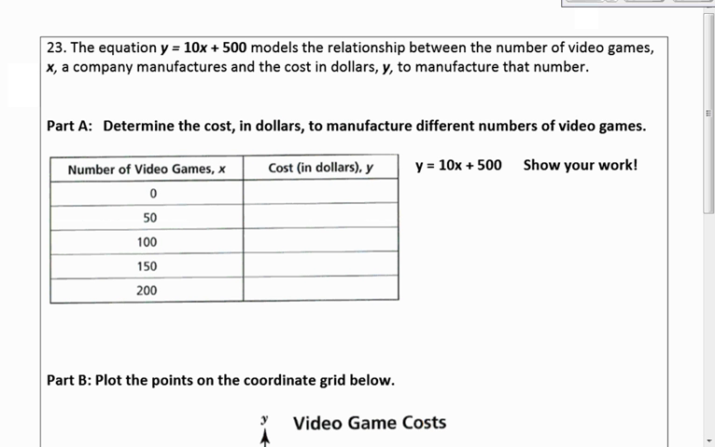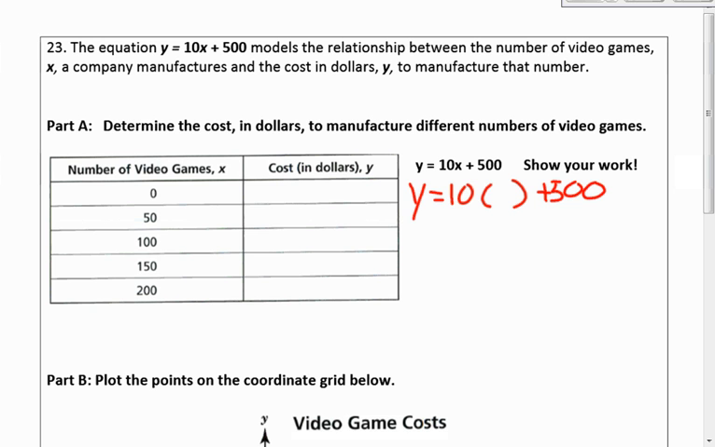For number 23, the equation y equals 10x plus 50 models the relationship between the number of video games, x, a company manufactures, and the cost in dollars, y, to manufacture that number. Part A says determine the cost in dollars to manufacture different numbers of video games. Show your work. So for now, you're going to substitute the x values into the formula of the equation of the line. So I'm going to put down y equals 10 parentheses plus 500.